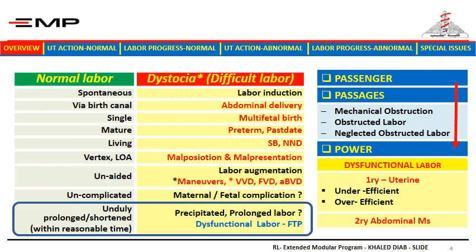Other attributed causes of failure to progress are mechanical factors related to the passages and passenger, that's to say feto-pelvic disproportion. Discrimination between both is important for management of later pregnancy. Note that dysfunctional labor is only diagnosed after exclusion of feto-pelvic disproportion. Furthermore, note that uterine dystocia may be subclassified into uterine underactivity or inertia and uterine overactivity.